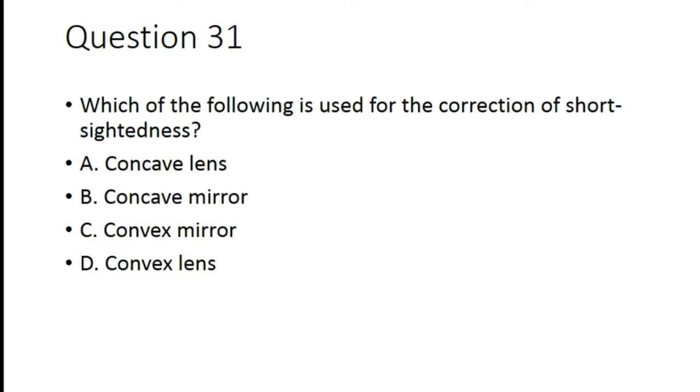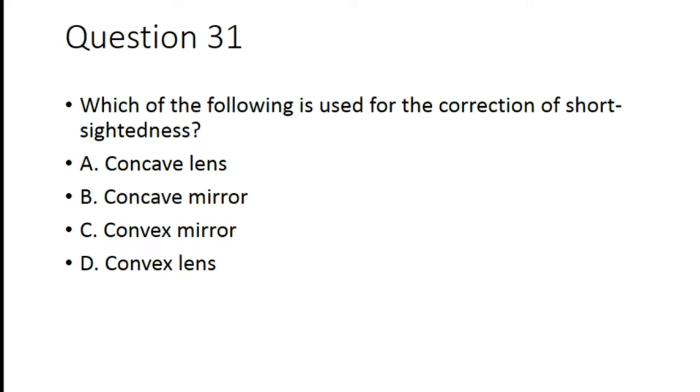For the correction of short-sightedness? A. Concave lens. B. Concave mirror. C. Convex mirror. D. Convex lens. The correct option is option A. We use a concave lens. We use a lens for correcting short-sightedness, not a mirror. So what we have here is a concave lens.